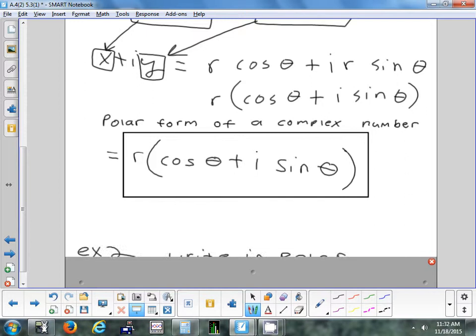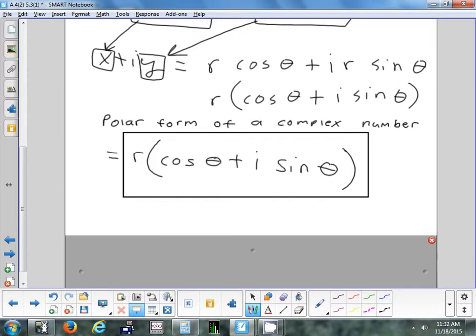Okay, and here's an example of a final answer. 2 cosine 30 degrees plus i sine 30 degrees. You don't do anything with that. This is what a final answer will look like. You find r, you find theta, and then you're done.